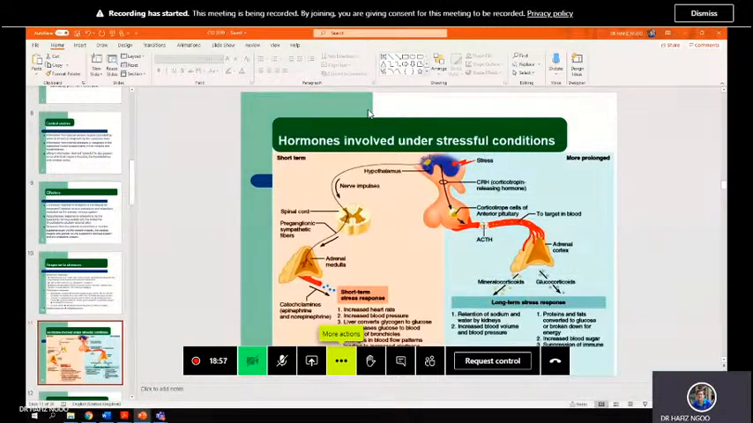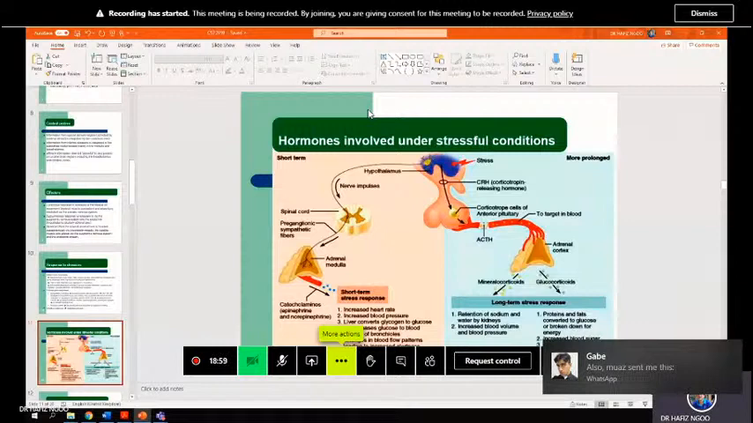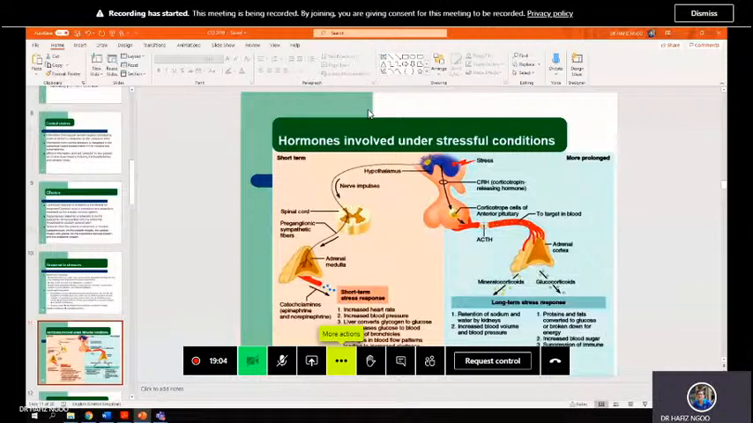Any questions so far? If not, I'll move to question 5, discuss the effect of stress on the immune system.